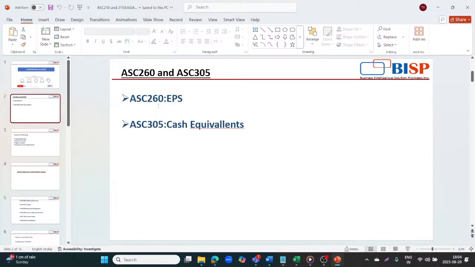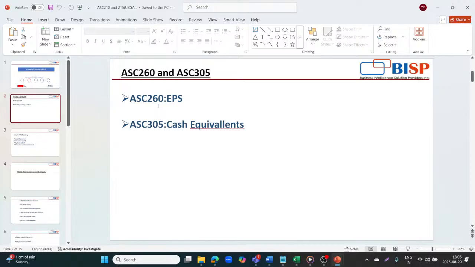Accounting Standard Codification 260 requires an entity to present basic and diluted EPS with equal prominence on the face of the income statement for each period which is presented. And we'll see in the upcoming sessions Accounting Standard Codification 270. Under Accounting Standard Codification 270, the same requirement applies to interim periods.